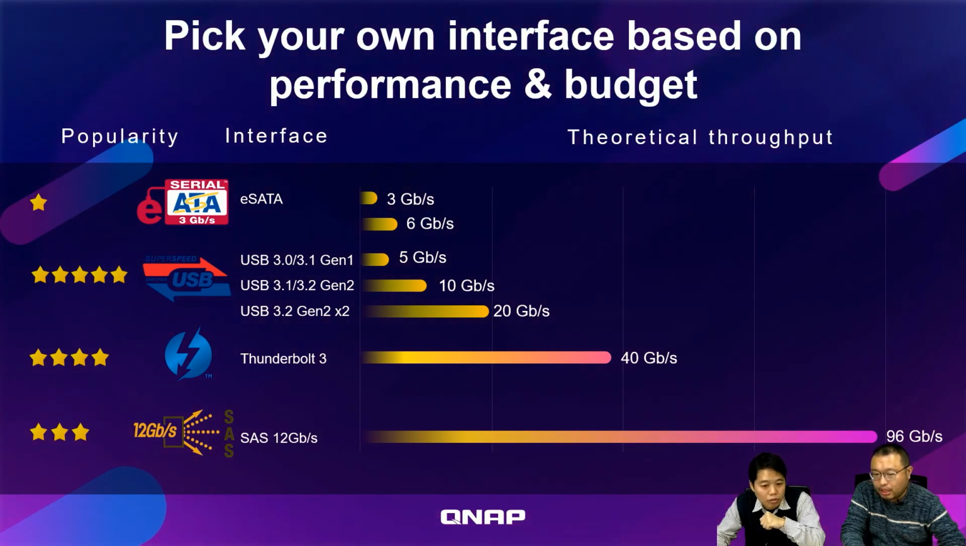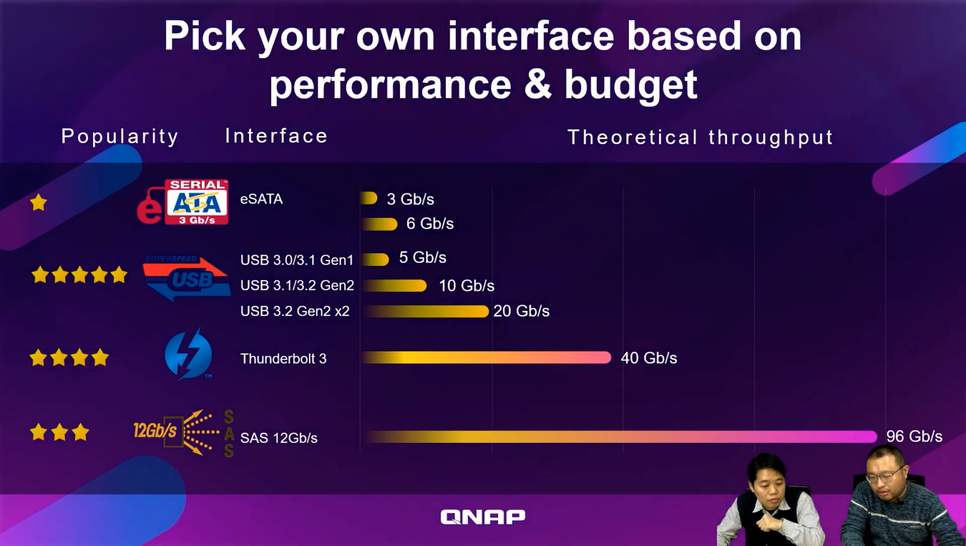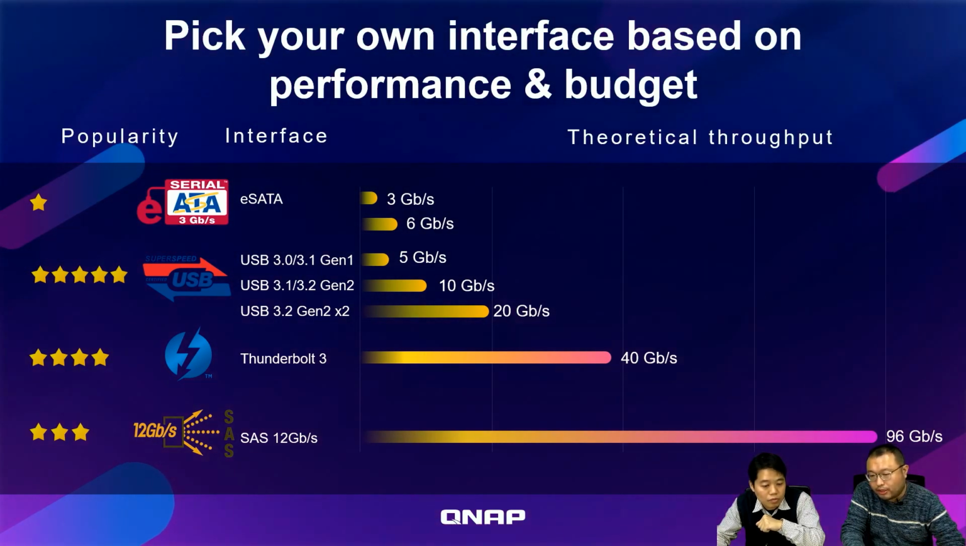Okay. And then some of our newer QNAP NAS support 10 gigabit, either Type-C or Type-A, depending on the model. Okay. And then you should see more and more of the 20 gigabit 3.2 Gen 2 by 2 coming out next year on some motherboards and some devices.